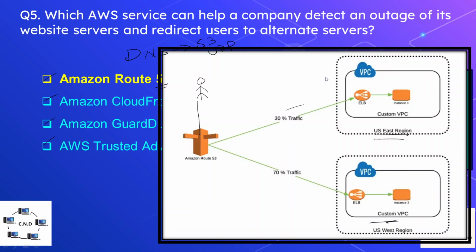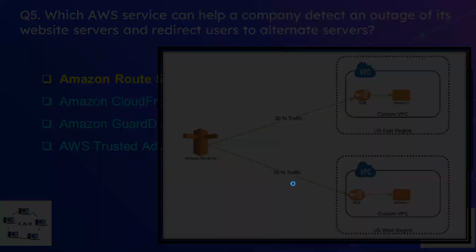And if one region fails, then 100% of the traffic will be routed to the next region. Or it may also be done that 100% of traffic is going to one region, and if that region fails, the traffic can be routed to the second region. So it basically detects the availability of servers, and whenever there is a server outage or a server is down in a specific region, the customer's traffic is routed to the next available region.